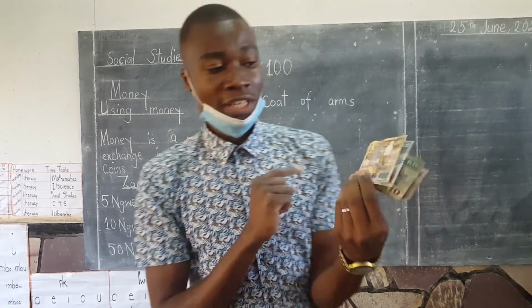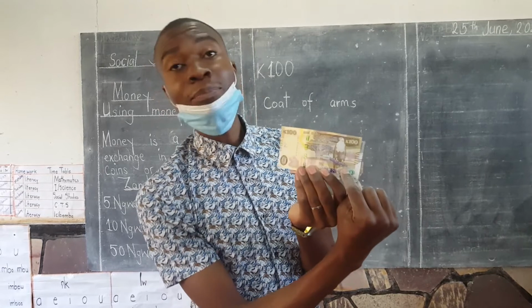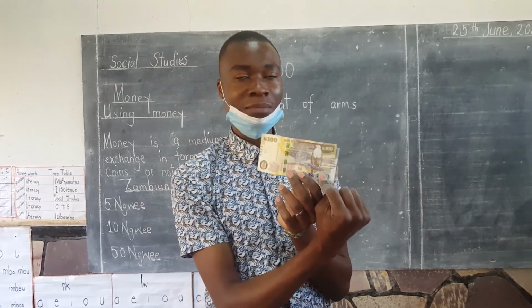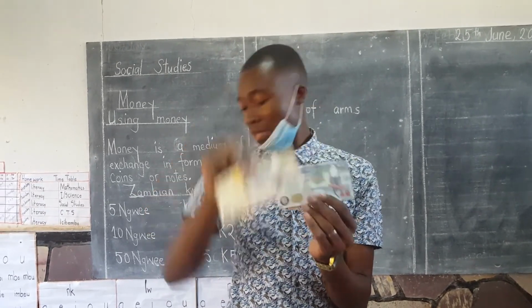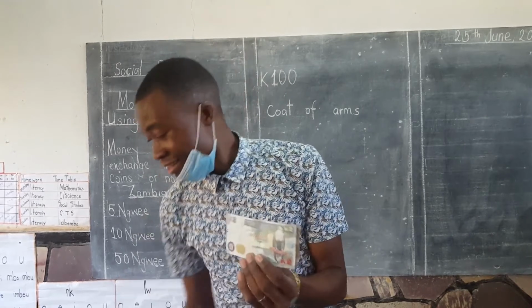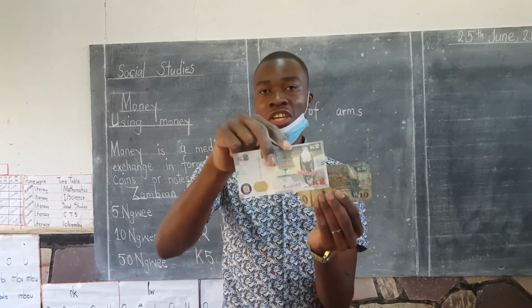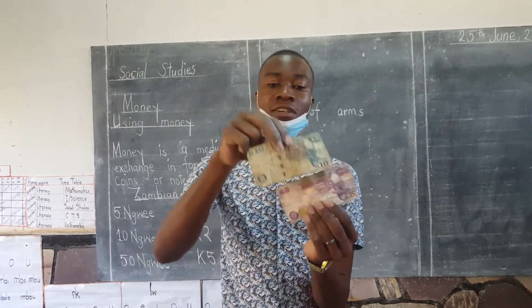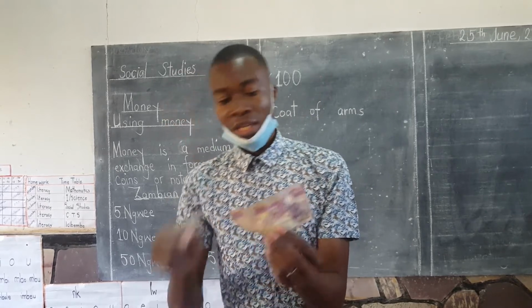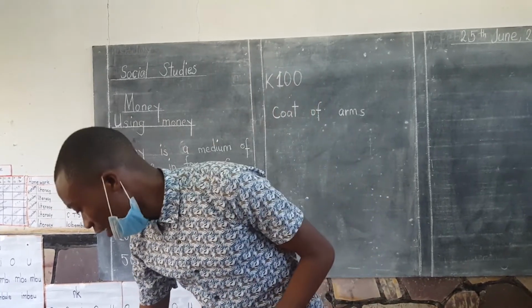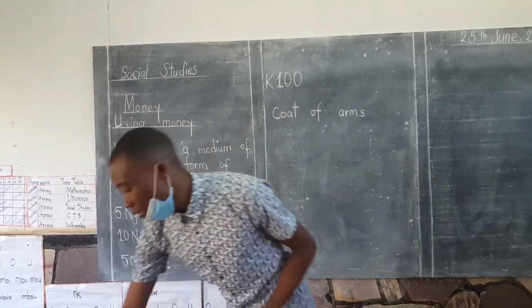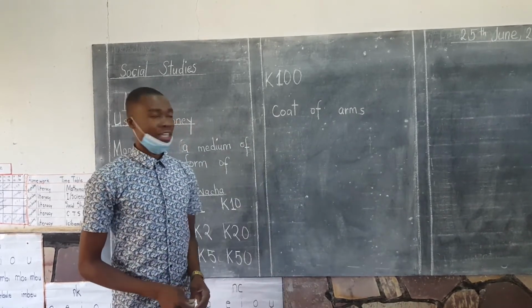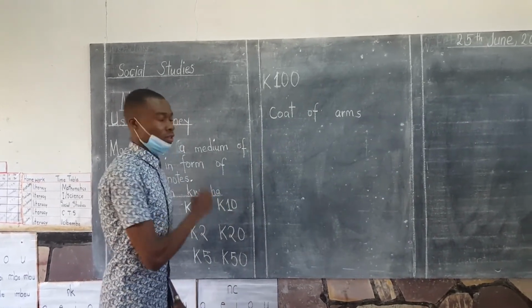So, without wasting much of your time, there is that bird. Who can guess that bird? What's the name of that bird? The name given to this bird is called an eagle. The bird is called an eagle. Even on this note, it's there. On this note, it's there. Even on one kwacha, it's there. So this bird is called an eagle. Let's write the word an eagle on the board.